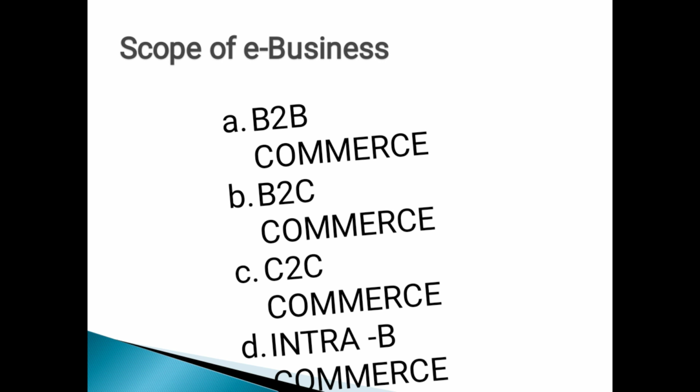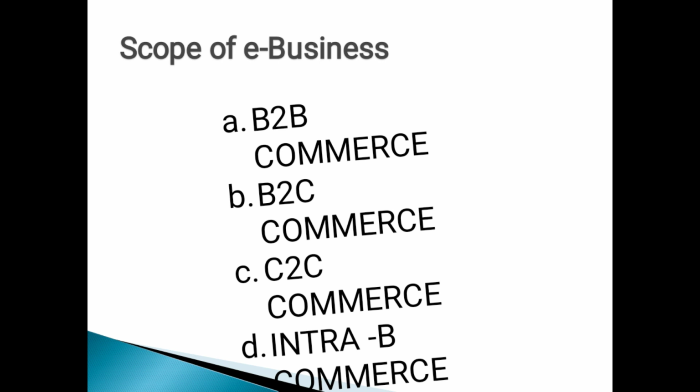And the last one is intra-B commerce. As discussed before, e-business is wider than e-commerce. E-business includes not only e-commerce, that is B2B, B2C and C2C, but also intra-B commerce. Intra-B commerce refers to interactions and dealings among various departments and persons within the firm. It includes the use of an intranet to interact and deal between various departments and persons within a firm.